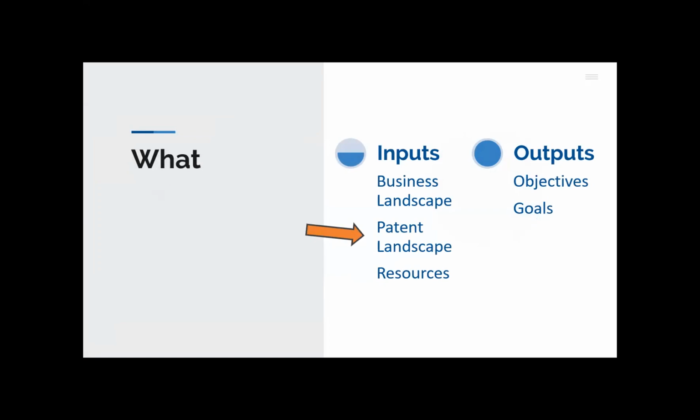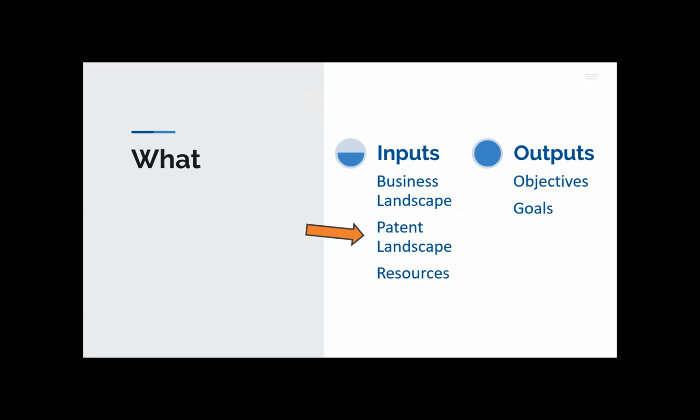You typically have a bunch of inputs and a bunch of outputs. The inputs may be a business landscape: who are your competitors, who's active in this technology area. The business landscape can then provide input into your patent landscapes, where you're really looking at who owns what IP in which area. That in turn can provide input into which resources you need: budget, people resources and technology resources.